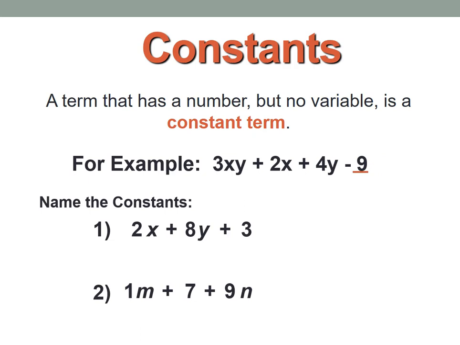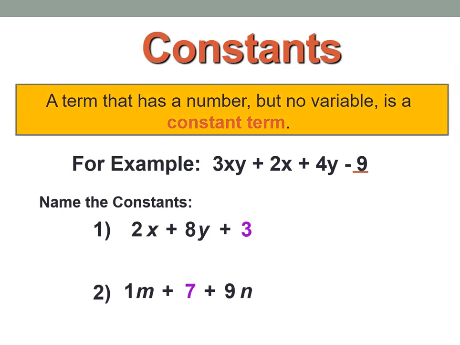So let's take a look. Name the constants. In the first one, is it the 2? Is it the x? Is it the 8? Is it the y? Is it the 3? Well, we're going to look for something that has a number but no variable. That's the 3. And how about in the second one? Which one's the constant? If you said 7, you would be right. So let's review constants. It's a term that has a number but no variable, right?